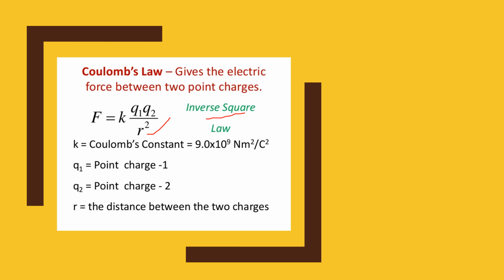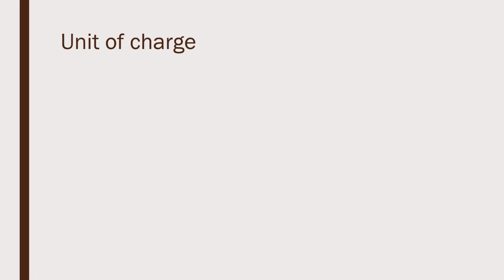Here small k, that is the Coulomb constant, and its value is 9 into 10 raised to power 9 Newton meter square per Coulomb square. Q1 is the first point charge, Q2 is the point charge taken as number 2, and R is the distance between the two charges.